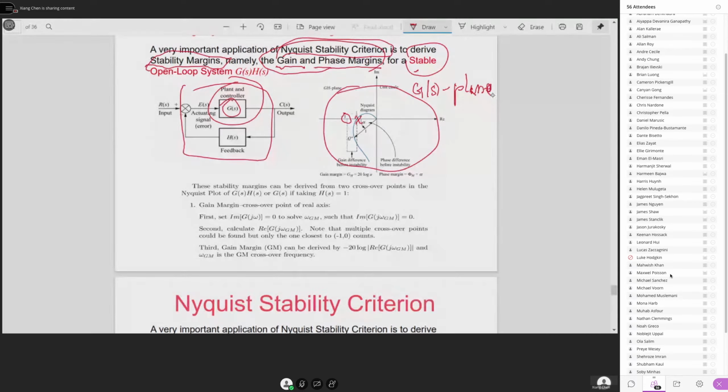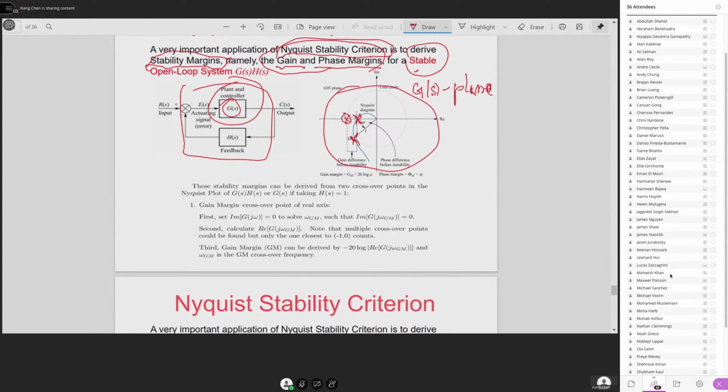So we're concerned about where the Nyquist plot of G(s) crosses the real axis. This is the first crossover. The second crossover is here, the crossover between the Nyquist plot and this unit circle. You see the -1 point here. This unit circle is going to pass through the -1 point, apparently. Once you capture these two crossover points, then we can talk about stability margin.